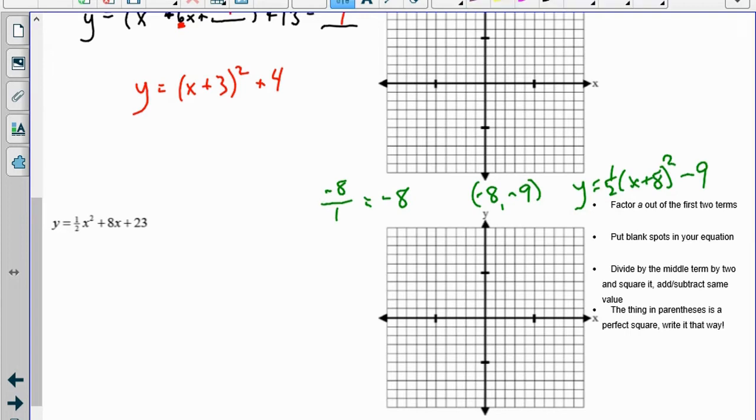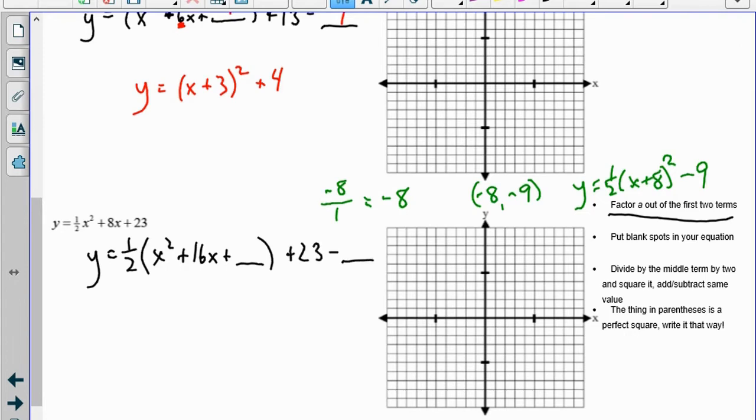Okay, so this is our first time we have to factor the a out of the first two terms. So y equals 1/2 times x squared plus 16x plus blank, plus 23 minus blank. Notice what's going on: 16 times 1/2 would give us the 8 that we started with. So this 1/2, if we distributed it in, we should end up with exactly what we started with. So I factored the a out of the first two terms, and I put blank spots in my equation. So that's good.